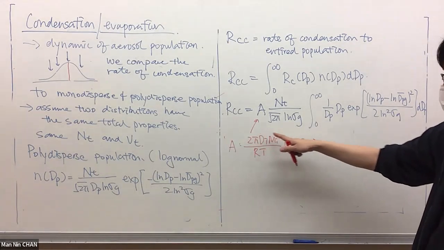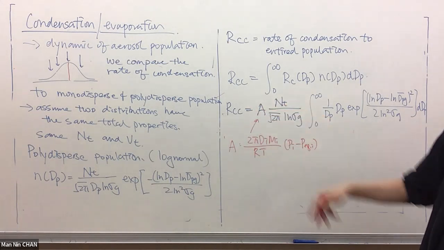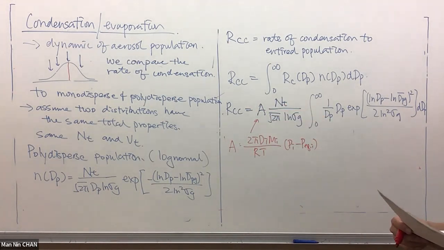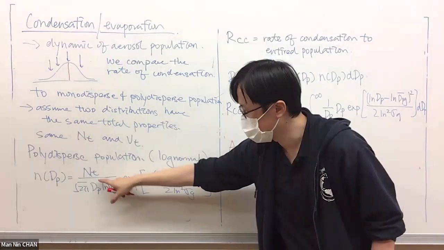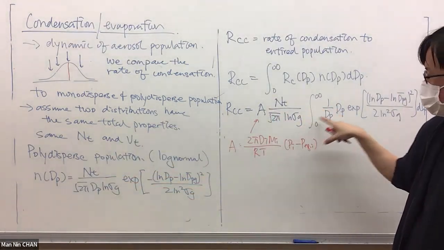So therefore, I just group all these terms and call it A. I just follow the notation in the textbook here. Okay, and then you just take the integration for your function here. So this is just the terms.